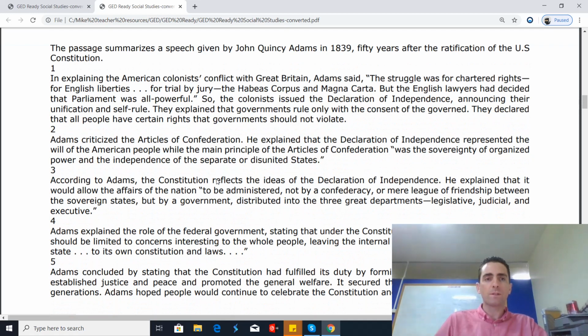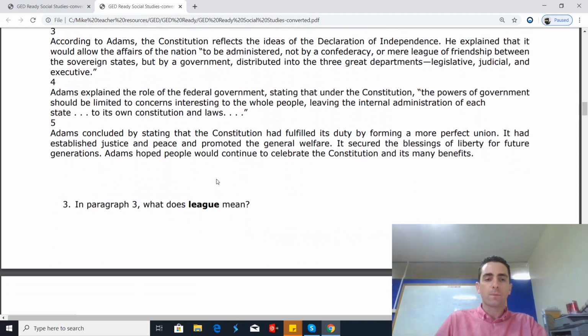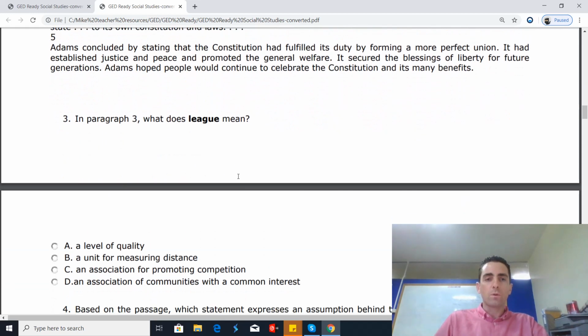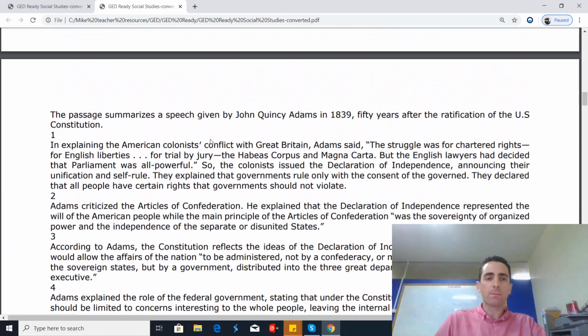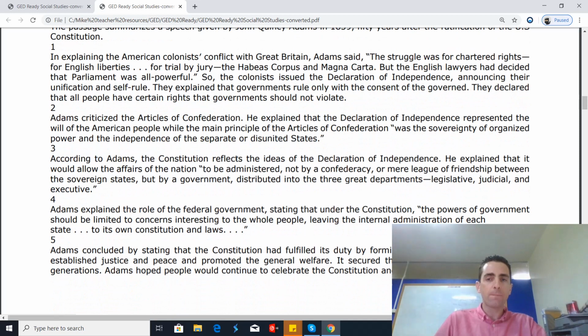Okay, the passage summarizes a speech given by John Quincy Adams in 1839, 50 years after the ratification of the US Constitution. Okay, so we have Mr. John Quincy Adams giving a speech. Let's see, go straight to the questions. We've got a specific vocab question here. In paragraph 3, what does league mean? League. Okay, we'll go straight to paragraph 3 and save ourselves some time.